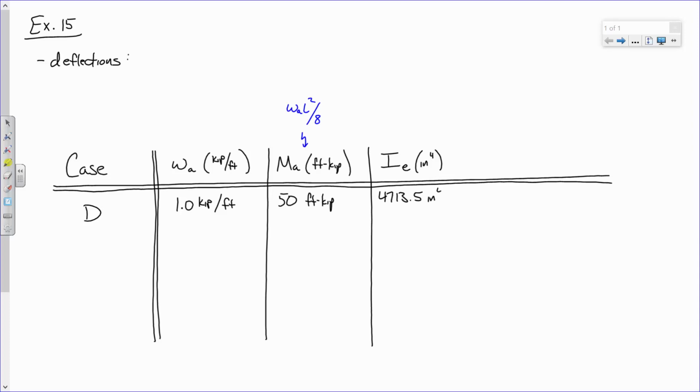4713.5 inches to the fourth. Now, does that value make sense? It's in between those two quantities, right? Make sense? All right. And then the last thing that we got was a deflection.